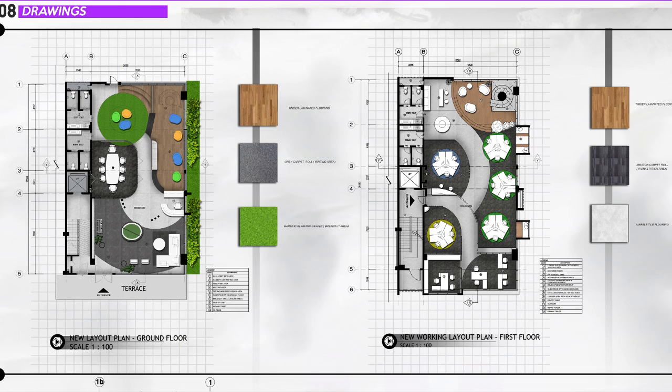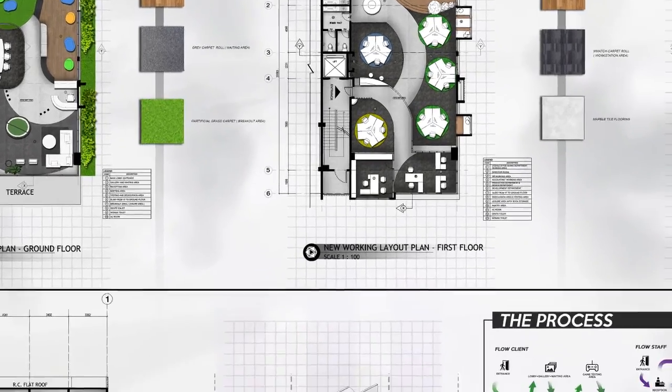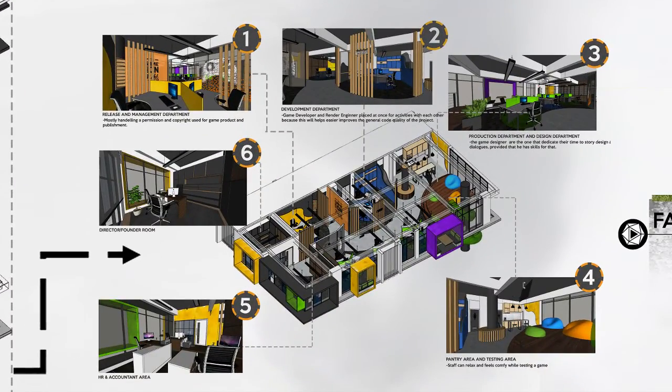In front of their department is the development department, where the programmers are placed together to have easier discussion and improve the general coding quality of the project. They are also given a hot desking area to take a break from sitting in the same place all the time. On this floor, we have the HR and accountant area placed in front of the director room.